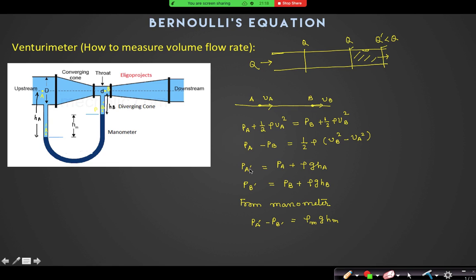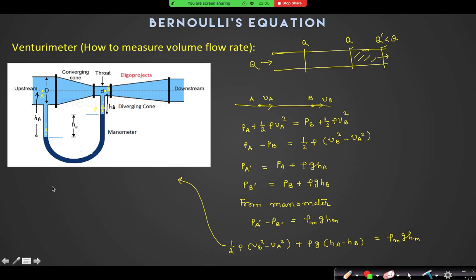Now you can easily see that PA prime minus PB prime is equal to PA minus PB, which is half rho VB square minus VA square, right? Plus rho G HA minus HB. What is HA minus HB? It's HM only. So I can say that now I'll move here: half rho VB square and VA square. There is a relation between VA and VB, right?